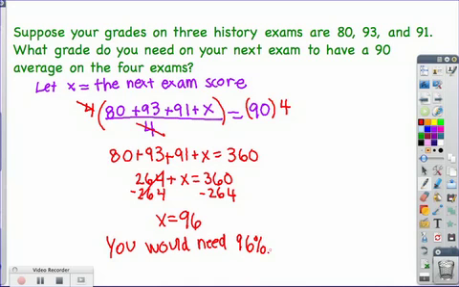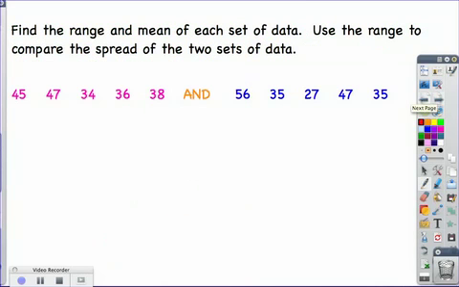Find the range and mean of each set of data. Use the range to compare the spread of 2 sets of data. Pause the screen to try this on your own, and resume when you're ready.